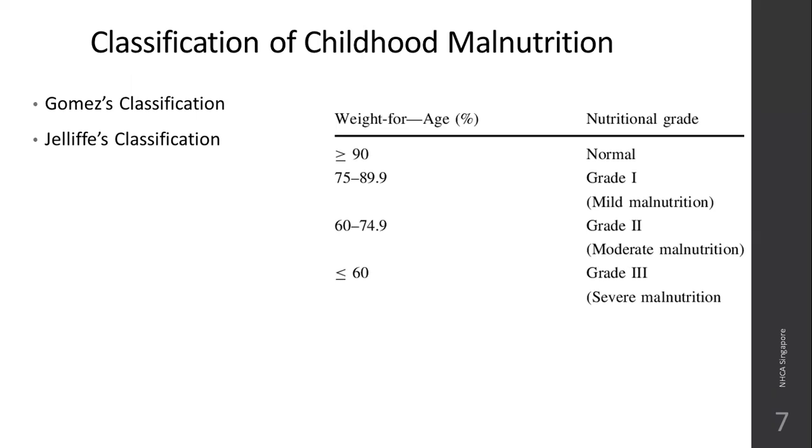So this is Gomez classification. Weight for the age, if it is more than 90, whatever is the child's weight, okay, it is more than 90% of whatever is the age, the child is normal, okay, it's not malnourished. If the weight for the age, the mean average, whatever is the mean average, and if the weight comes in 75 to 89% category, it's mild malnutrition, and so on.